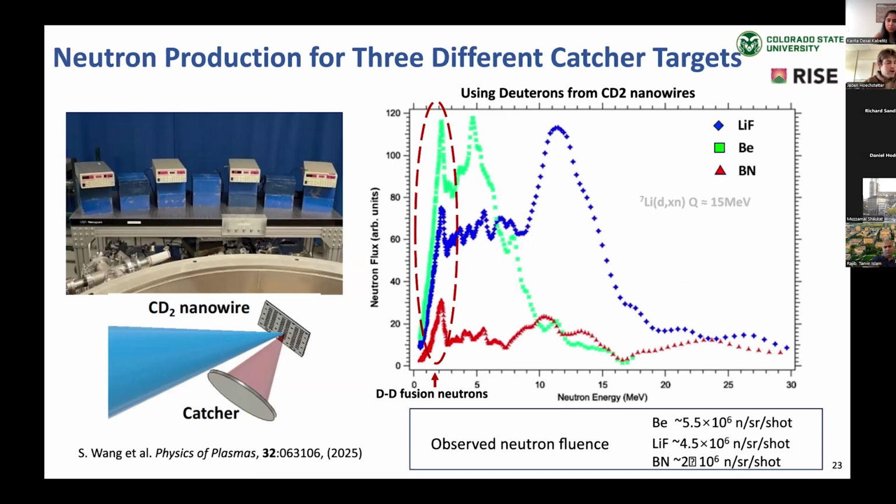We also performed pitcher-catcher experiments using these CD2 nanowires, using different shields of lithium fluoride, beryllium, and boron nitride. And these were also measured using time-of-flight spectrometers. We observed that beryllium gave the highest neutron per steradian per shot with around 5.5 times 10 to the 6. And lithium fluoride and boron nitride also gave high neutron fluxes.